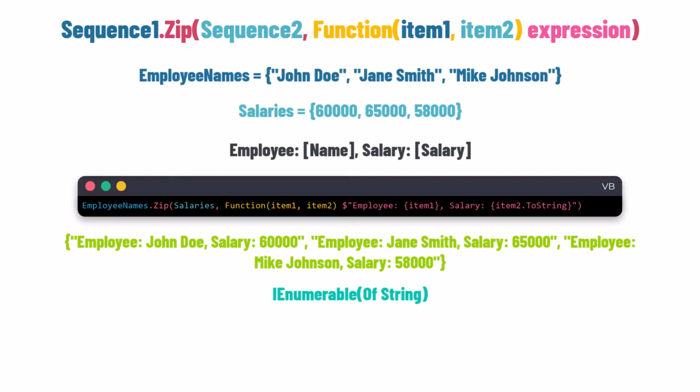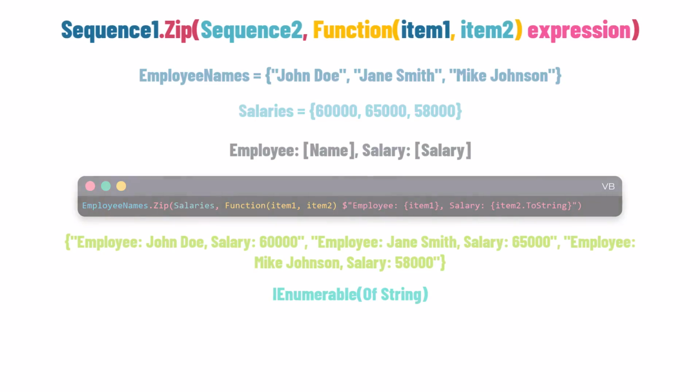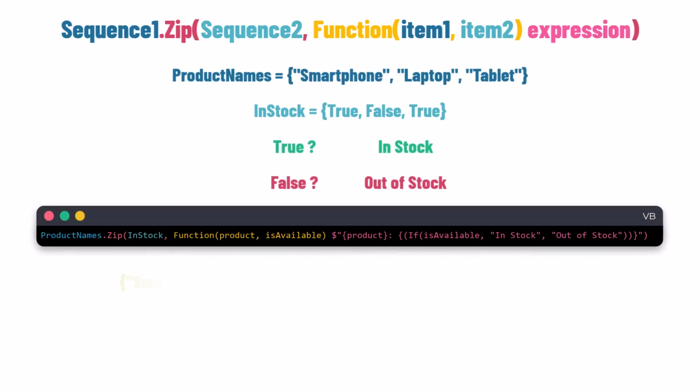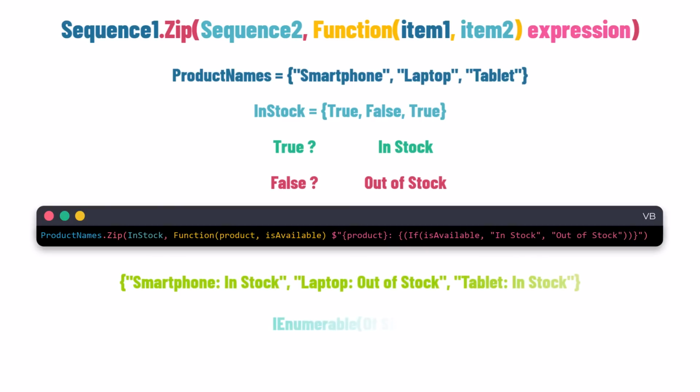Now, let's see this in action with another type of data. Consider we have a sequence of products, and a corresponding sequence of Boolean flags indicating whether each product is in stock. We want to create a list of informative strings that denote the stock status. If the product is in stock, we want to get in stock, else out of stock. Here's the query to do that. The result will be the following IEnumerable of string.